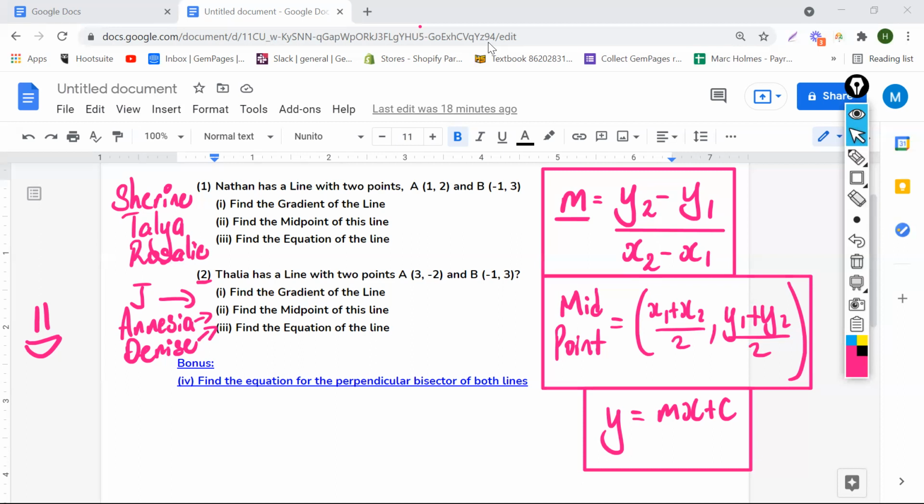Yes, sir. All right, so you found the gradient and the midpoint. Okay, so the midpoint. Trying to find the y-intercept now. All right, well done, Talia.